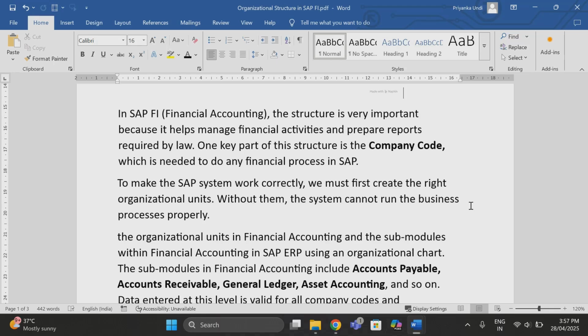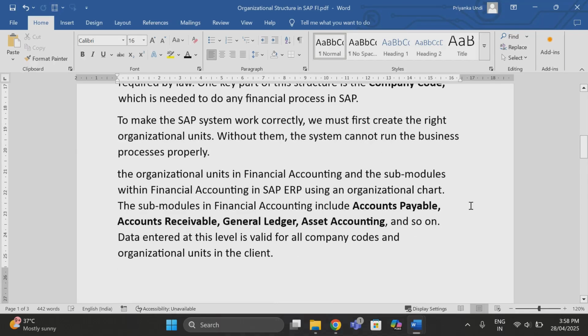One key part of this structure is the company code, which is needed to do any financial process in SAP. Whatever configurations we do, we must have the company code to assign them to. To make the SAP system work correctly, we must first create the right organizational units. Without them, the system cannot run the business processes properly.